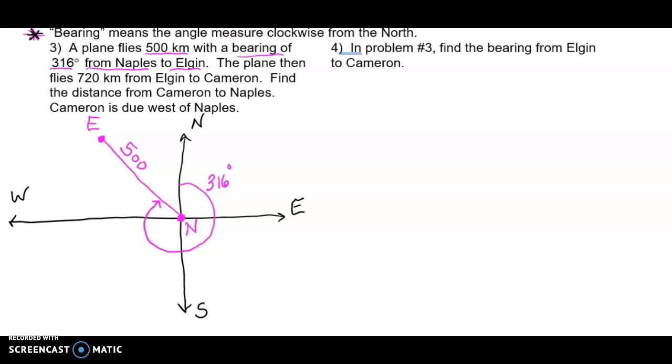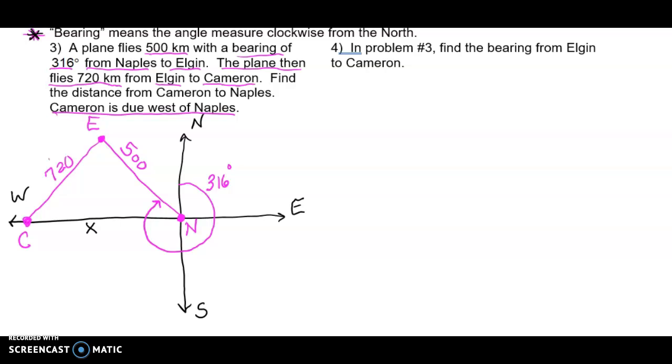It says the plane then flies 720 kilometers from Elgin to Cameron, and Cameron is due west of Naples. Cameron is somewhere over here, due west of Naples. So from Elgin to Cameron, we fly 720 kilometers. Find the distance from Cameron to Naples. So we want to find this distance down here.